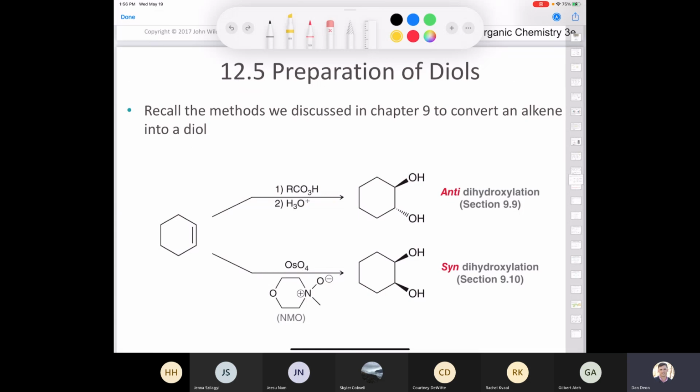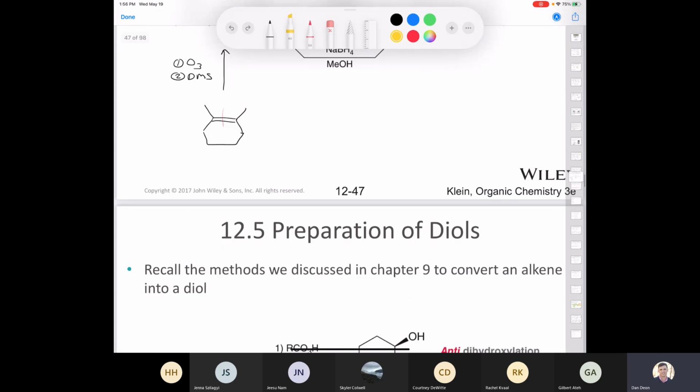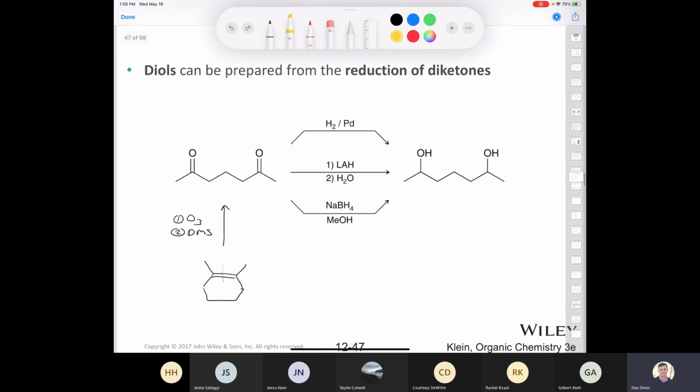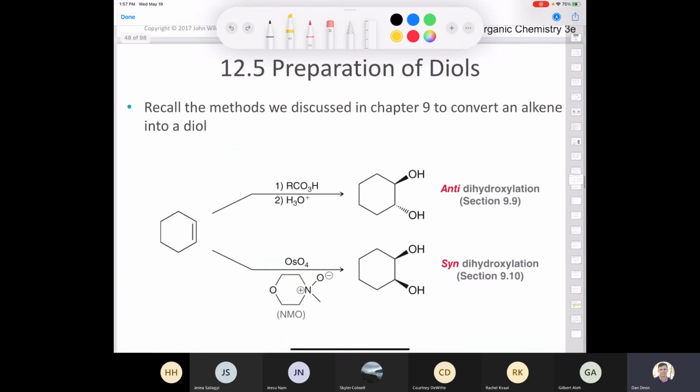So making a diol, very important that you know how to make a diol. So again, you could reduce a diketone, or you could do the same thing with a dialdehyde. Or you could do a dihydroxylation, like we saw in the alkenes chapter. So some really good chemistry that you need to know.